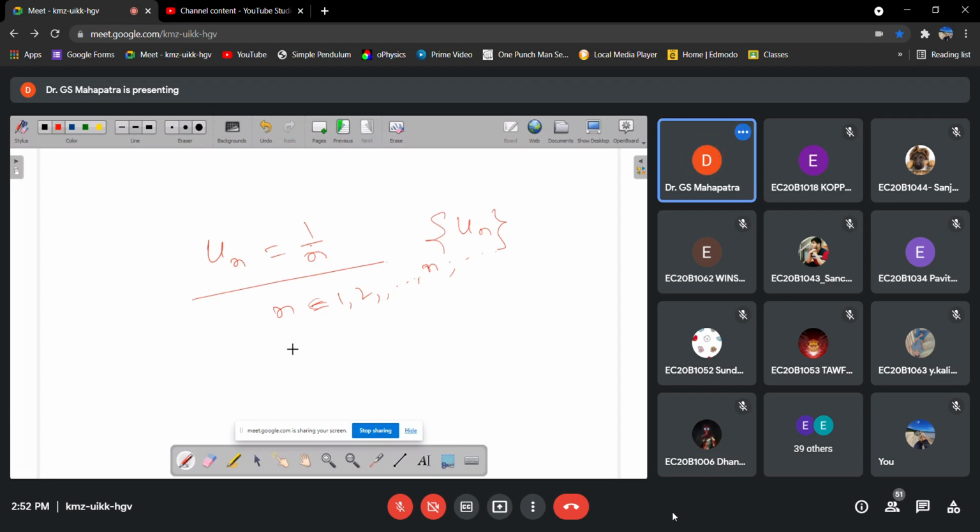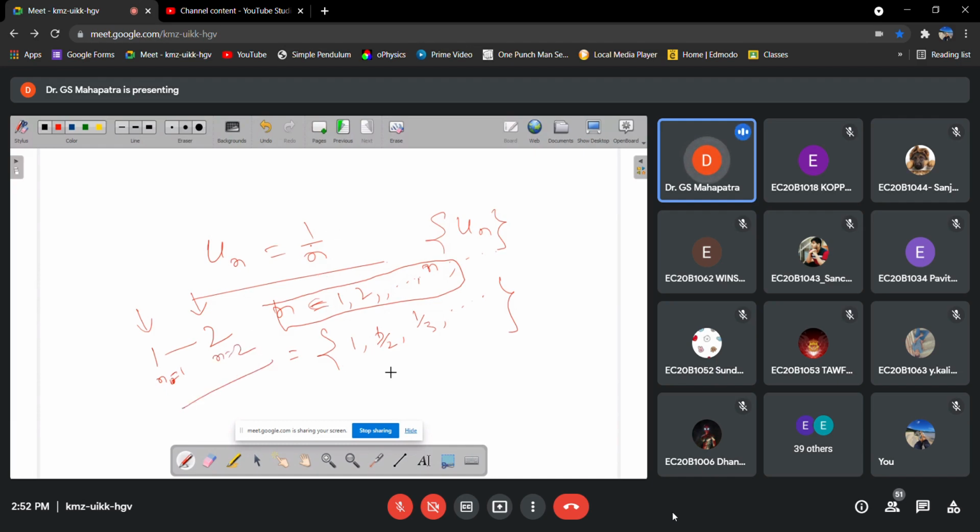If you write un equals to 1 by n, that means 1, 1 by 2, 1 by 3, and so on. What is the domain of this function? The domain is 1, 2, and so on. There are so many points between 1 and 2, but here discrete points are taken as the domain, that means n equals to 1, n equals to 2, and so on.